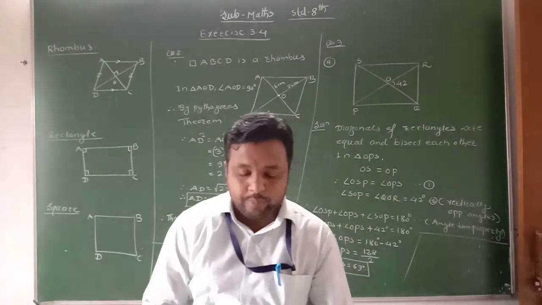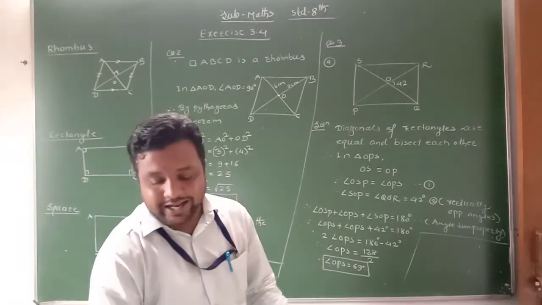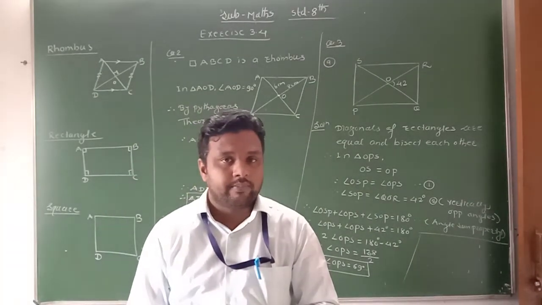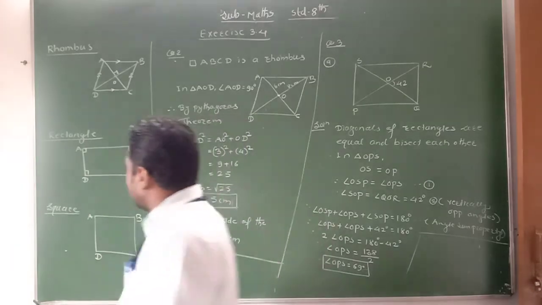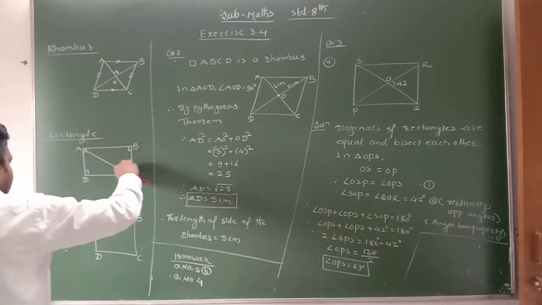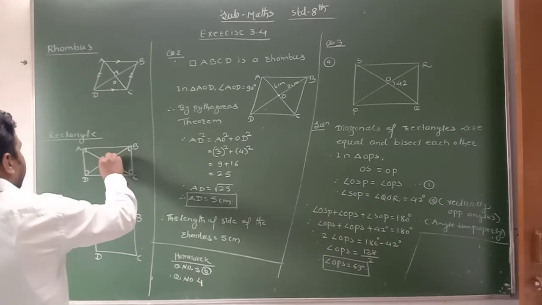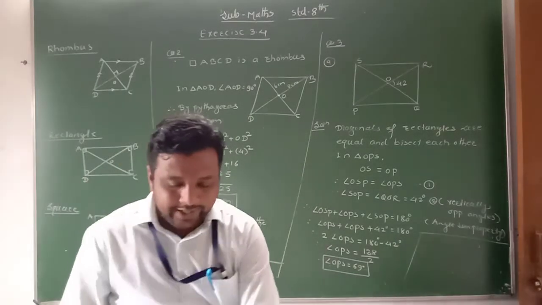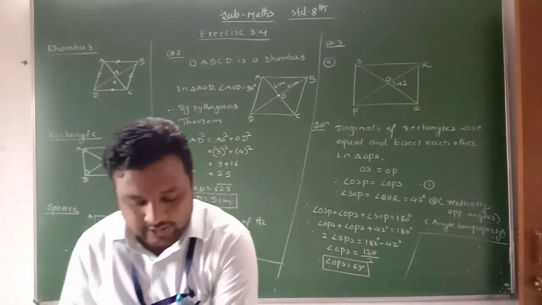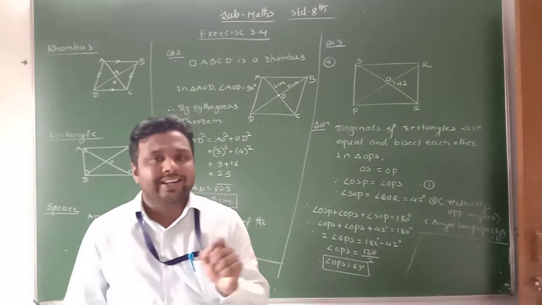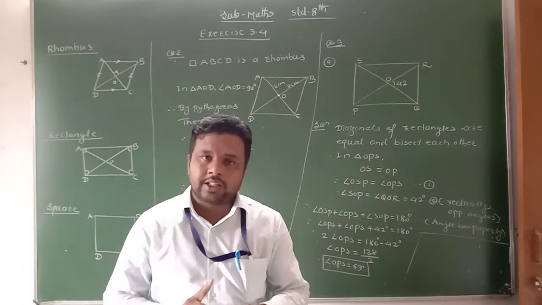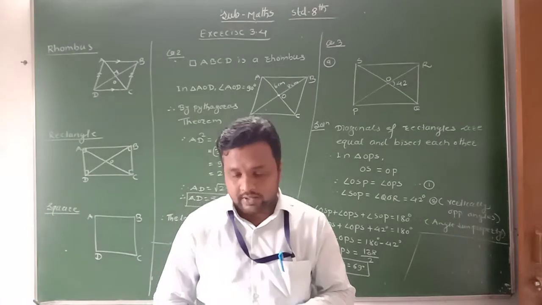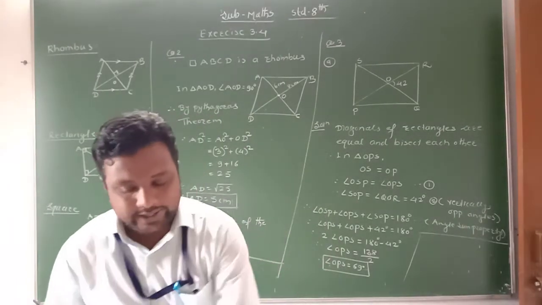Okay. Third property of rectangle is diagonals of rectangle bisect each other, not perpendicular bisector. Okay. They bisect each other. AC and BD are the diagonals of rectangle, intersect at point O and they bisect each other. Then next property of rectangle is diagonals of rectangle are equal. Okay. Remember the properties for the rectangle.